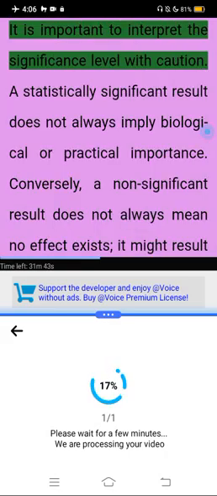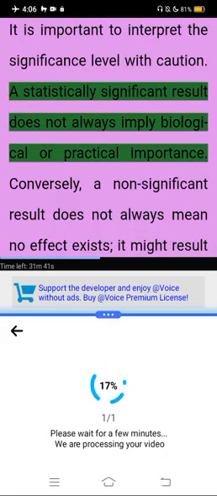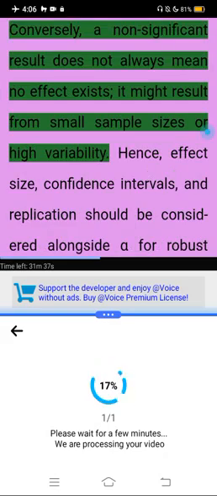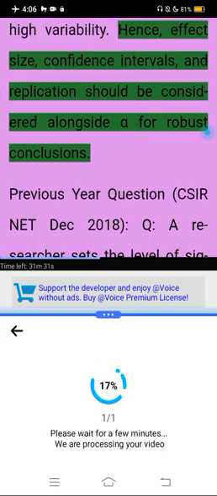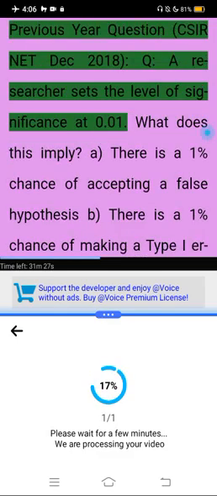It is important to interpret the significance level with caution. A statistically significant result does not always imply biological or practical importance. Conversely, a non-significant result does not always mean no effect exists. It might result from small sample sizes or high variability. Hence, effect size, confidence intervals, and replication should be considered alongside alpha for robust conclusions.